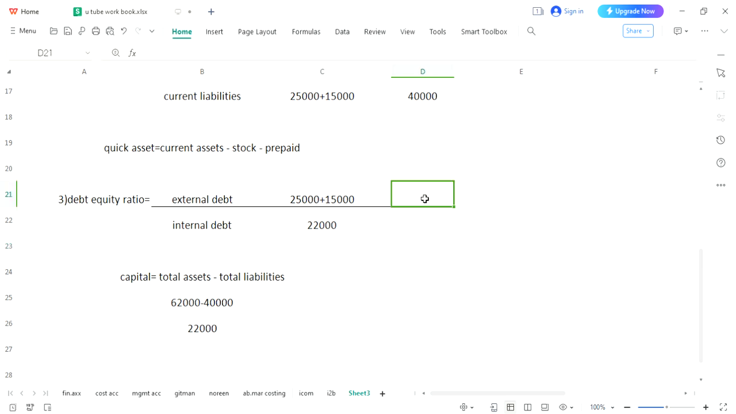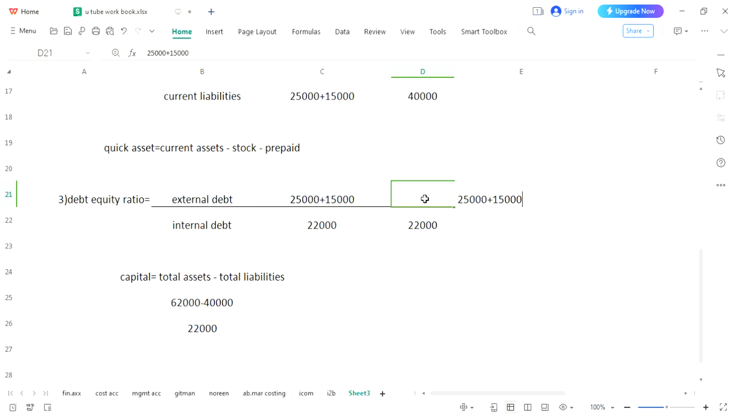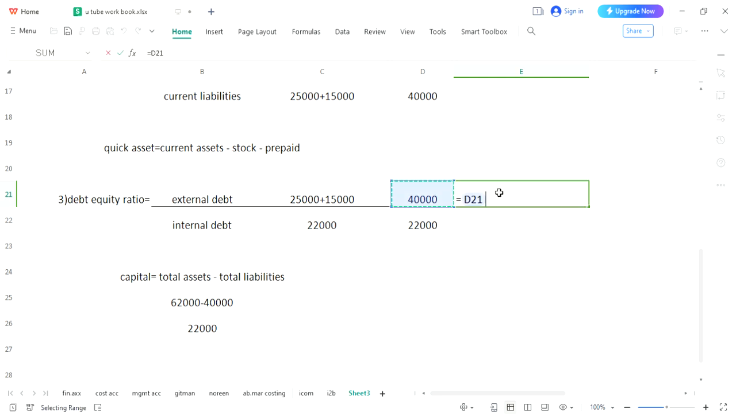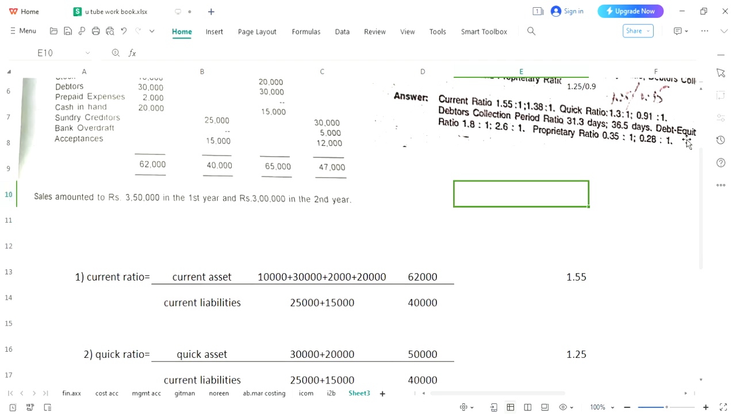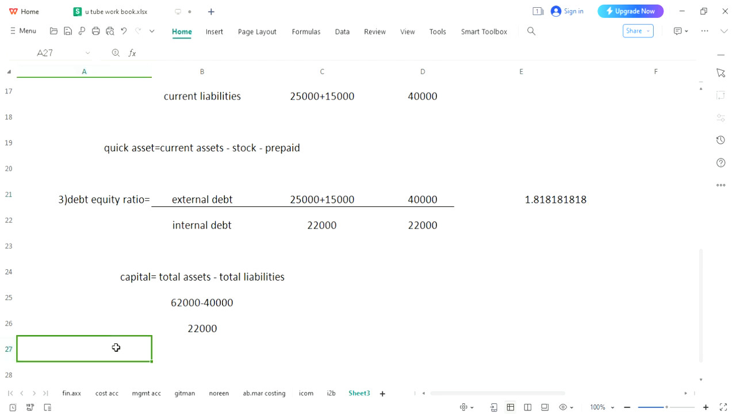Now it's time to calculate sum. And over here you can write sum over here. First we will see the sum of external debt, which is 25,000, and we do not need to calculate sum of internal debt. Now it's time to put it on calculator. 40,000 divided by 22,000. So we have got our third answer. Debt equity ratio. Look at here, this is debt equity and answer is 1.8 and we have got 1.8. In this way, third ratio has been completed.